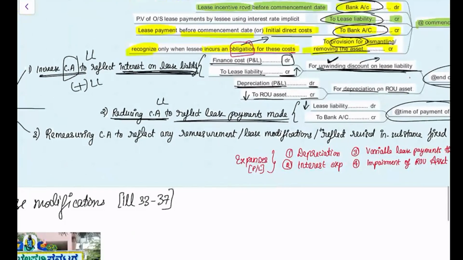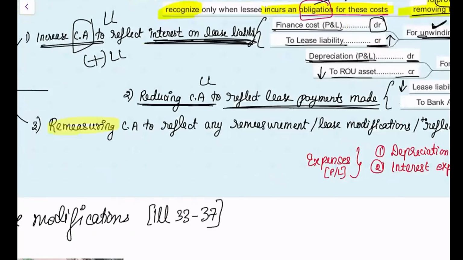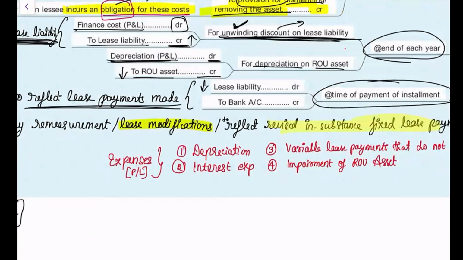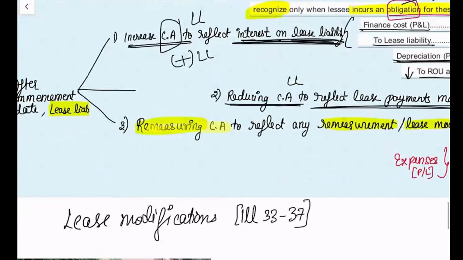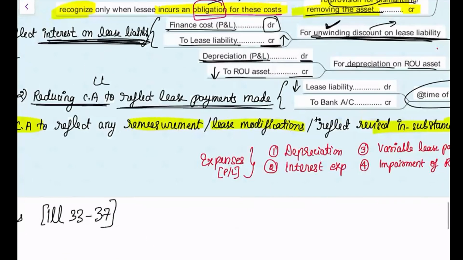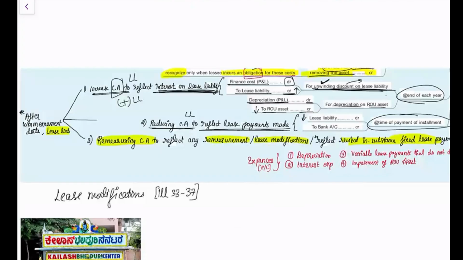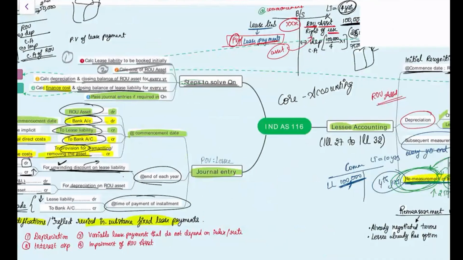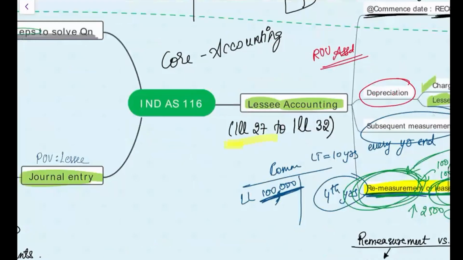And in such a case, suppose there is any lease modification or any remeasurement or any revised in-substance fixed lease payments, in all those cases you can remeasure your carrying amount of lease liability and account accordingly. So this we'll understand when we are doing the sums. Okay. So I hope you understood now how you have to account for your lessee. So illustration number 27 to illustration number 32 we are going to see now.